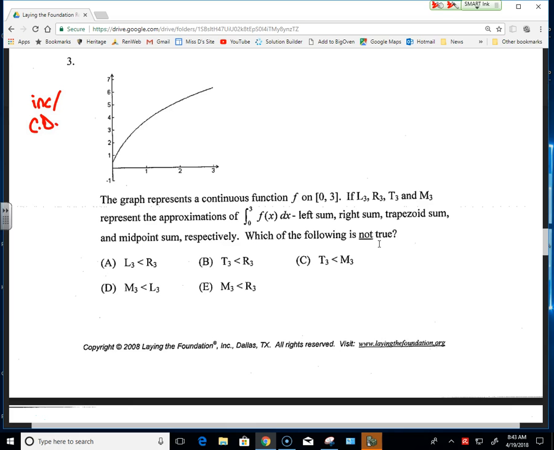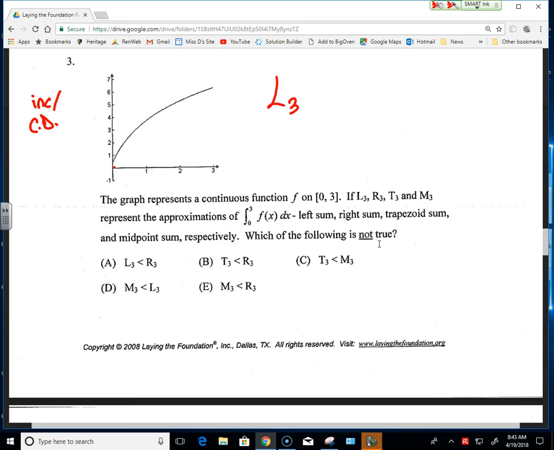Another way of looking at it, if you were to do n equals 1 subinterval, your L height would just be 0. So the lowest this area can be is 0. It's higher than that, obviously, but the lowest it can be is 0. So L3, in a sense, is going to be the lowest bound. If I'm going from lowest to highest, sure.